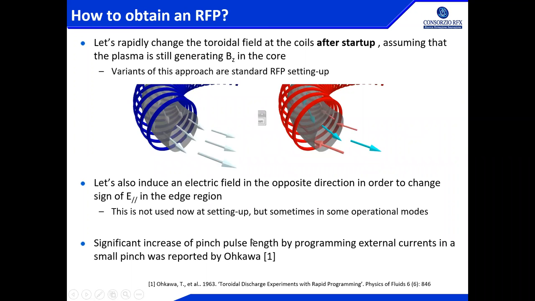So the idea is that in order to obtain at least transiently an RFP, and that was attempted in the 60s by Okawa, you change rapidly the toroidal field at the coil after startup, whenever you already have your pinch, which is in the unstable phase, but the loop voltage is high enough that it still survives. And then after a while, with a perfect timing or with an optimized timing, you reverse the current in the toroidal field coils, and so the field is going the other way around. And in this way, you hope that the plasma will keep this configuration frozen. Another variant was also to drive a parallel current, to increase the reversal, and so also reversing the loop voltage so that we have the current in the opposite direction.